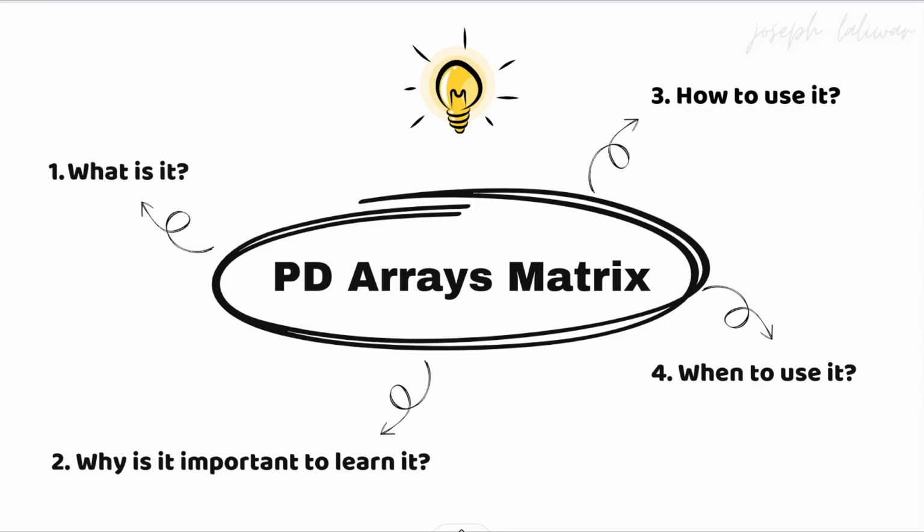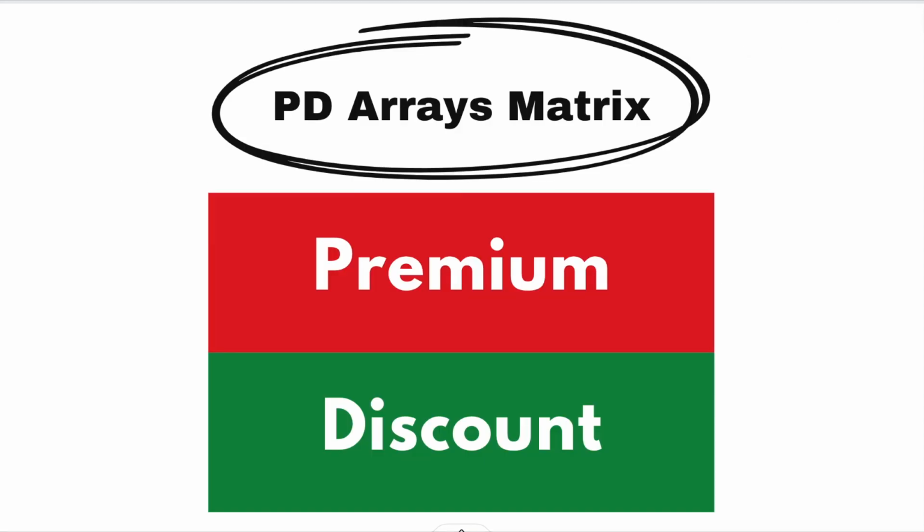What is the PD Array matrix? P stands for premium and D stands for discount. Array just means a list of tools, a list of things. So in short, PD Array is just the difference between premium and discount inside a dealing range. And the dealing range is the new trading range formed after buy side or sell side is taken.